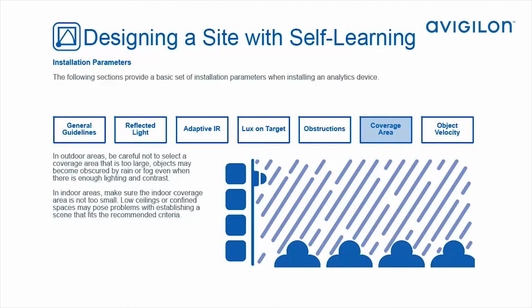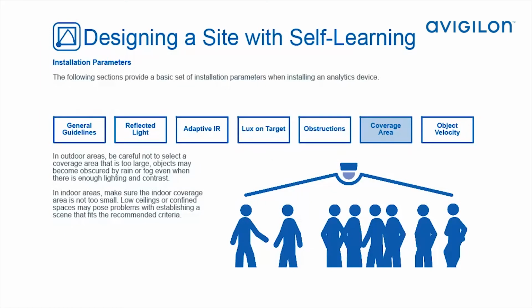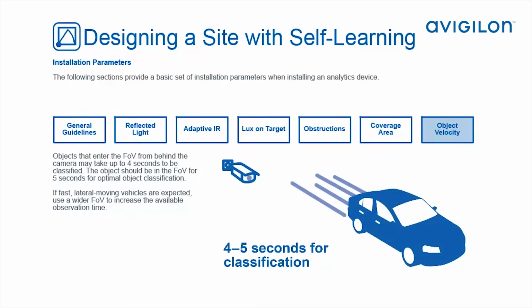In outdoor areas, be careful not to select a coverage area that is too large. Objects may become obscured by rain or fog even when there is enough lighting and contrast. In indoor areas, make sure the indoor coverage area is not too small. Low ceilings or confined spaces may pose problems with establishing a scene that fits the recommended criteria. Objects that enter the FOV from behind the camera may take up to 4 seconds to be classified. The object should be in the FOV for 5 seconds for optimal object classification. If fast, lateral moving vehicles are expected, use a wider FOV to increase the available observation time.